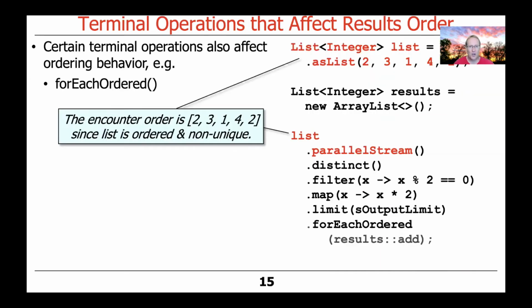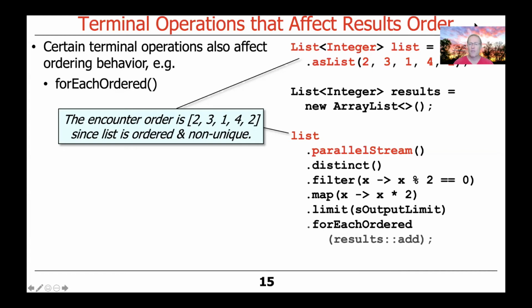I've alluded to this earlier when we talked about terminal operations that don't return a value, which would be forEach and forEachOrdered. And as you might expect, forEachOrdered will ensure encounter order. So it's a terminal operation that ensures encounter order, whereas forEach does not try to preserve encounter order.